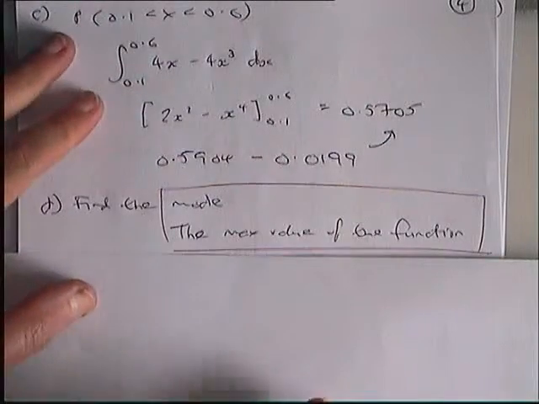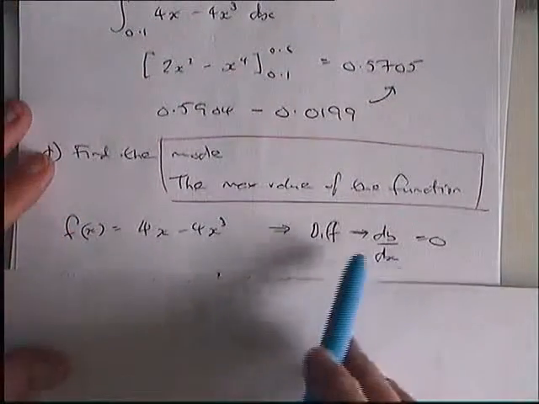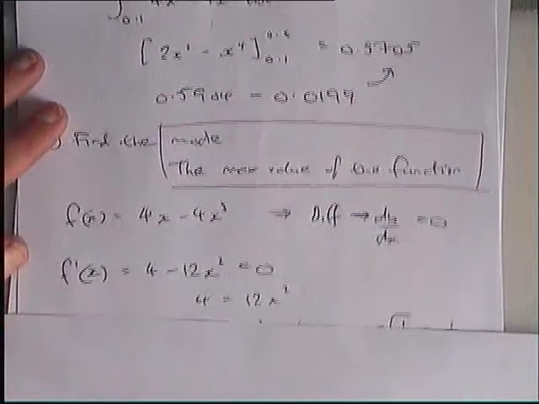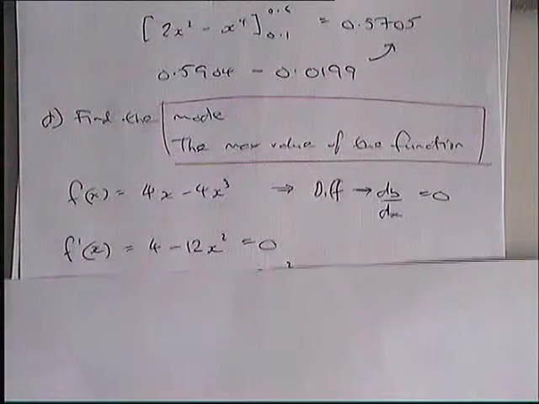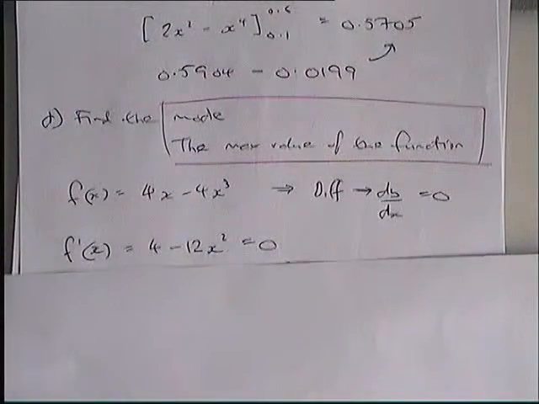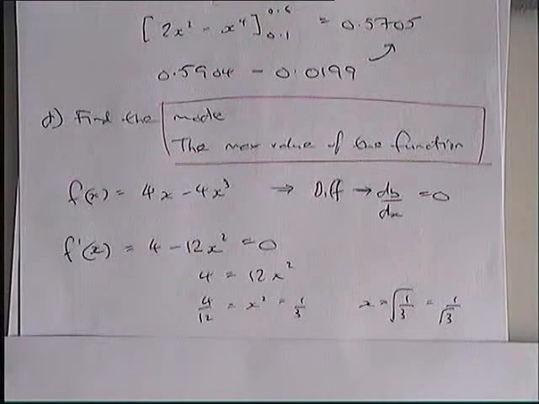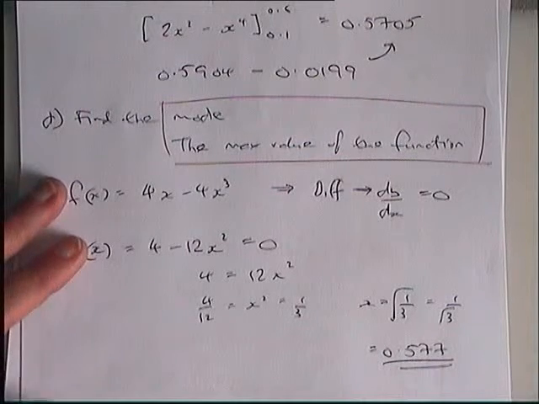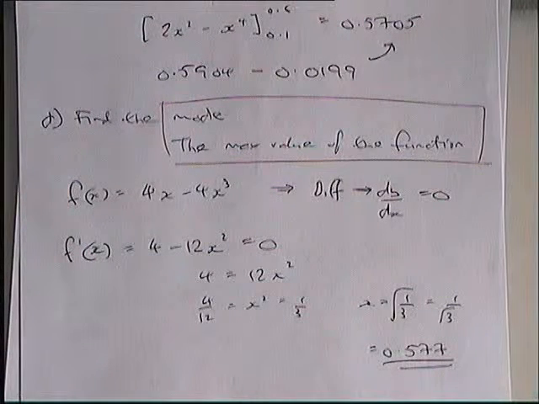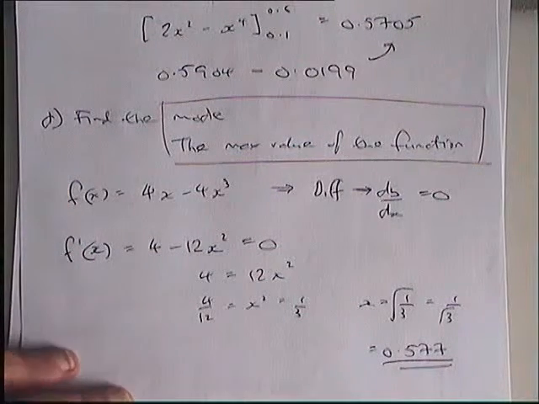Well, that's just finding a maximum. So you differentiate it and you put it equal to 0. So we had our function, we differentiated it, put it equal to 0, solved the equation, and we have x is 1 over root 3. We had that as a decimal as well. That was how we would find the mode. So we've done so far today the median, and we've done the mode.